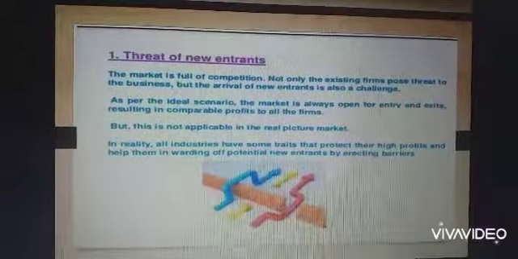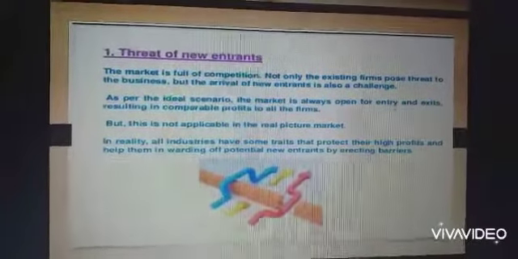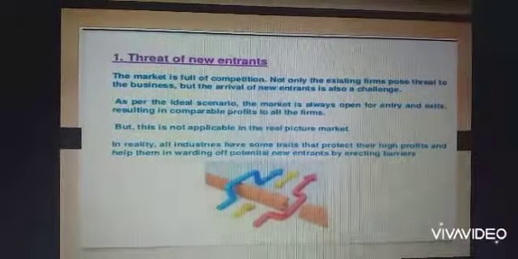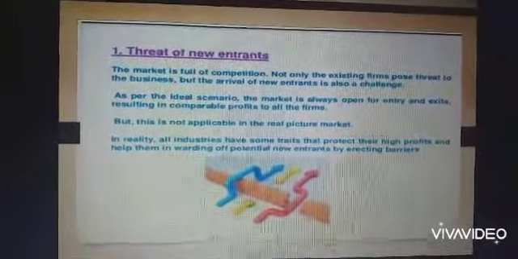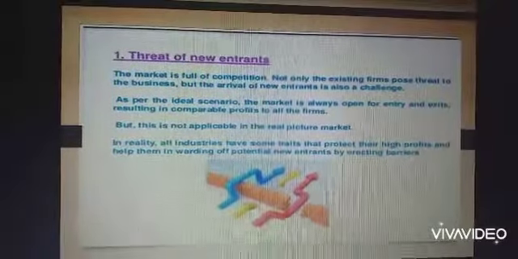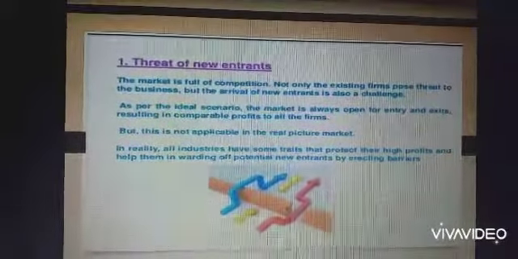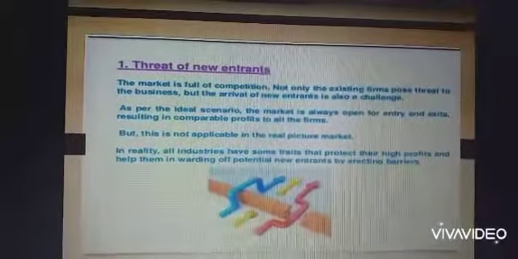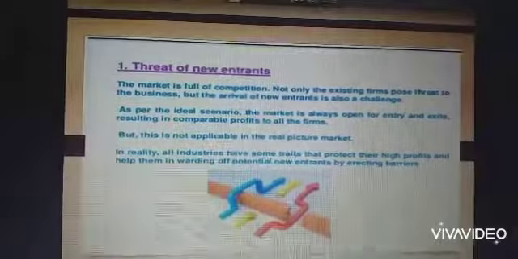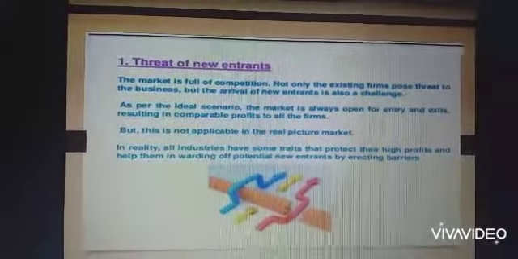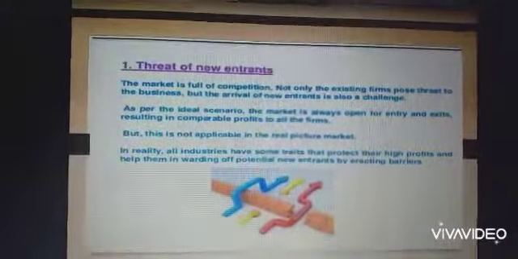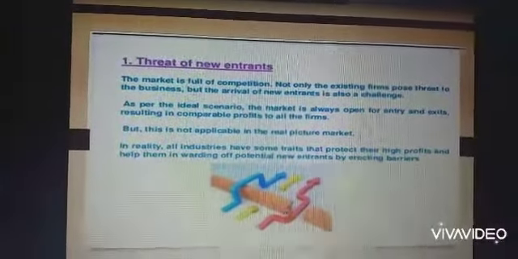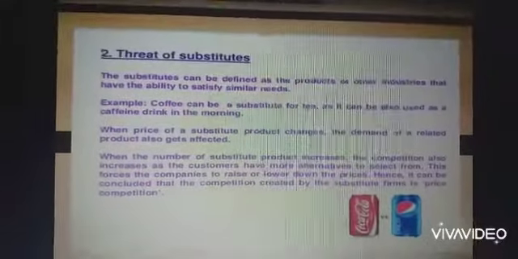Threat of new entrants. The market is full of competition. Not only the existing firms pose a threat to the business, but the arrival of new entrants is also a challenge. In the ideal scenario, the market is always open for entry and exit, resulting in comparable profits for all firms. But it is not applicable in the real market. In reality, all industries have some traits that protect their higher profits and help them in warding off potential new entrants by erecting barriers.